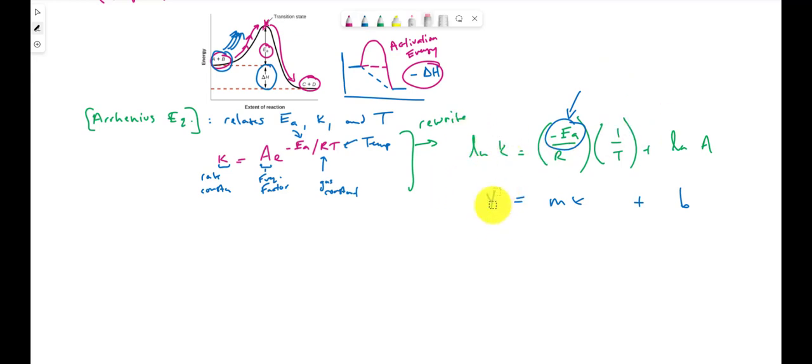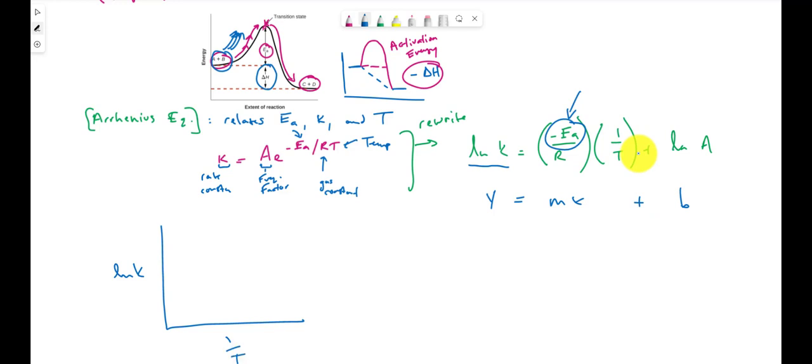Okay, so if this is the y-axis, then we would ideally make a plot that is the natural log of k on the y-axis. That means, what do we need to measure? Well, we need to measure the rate constant. And what are we plotting on the x-axis? Well, that's this 1 over T variable here, so we can plot 1 over temperature.